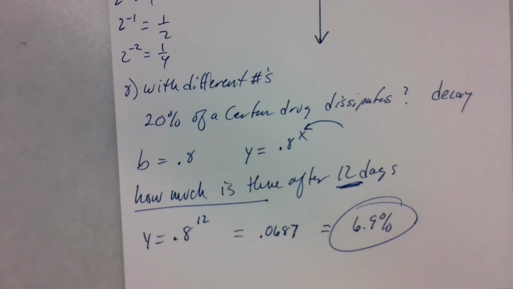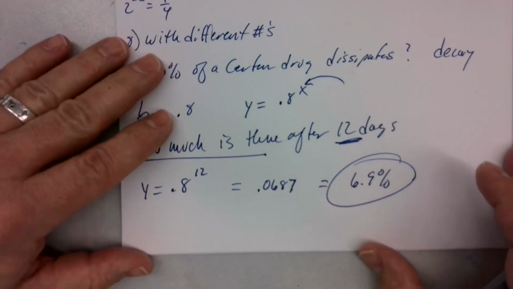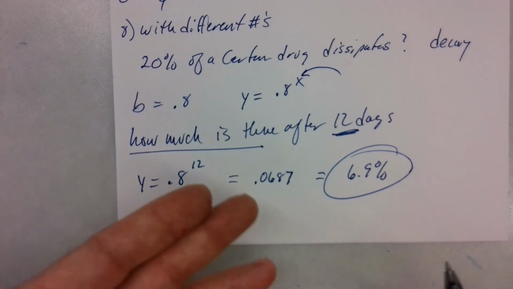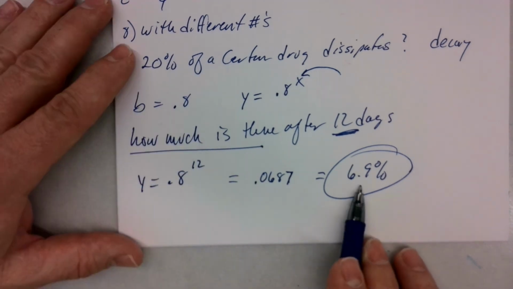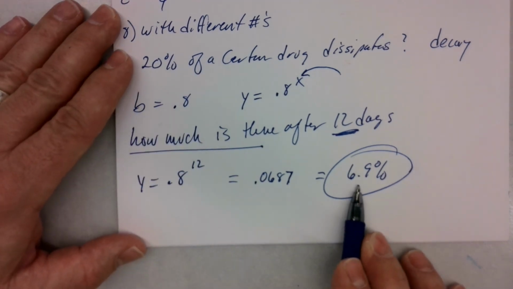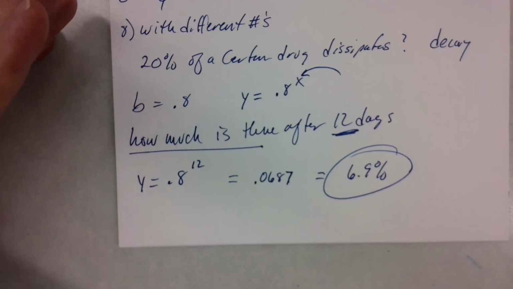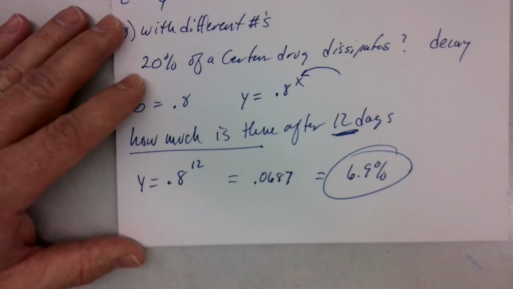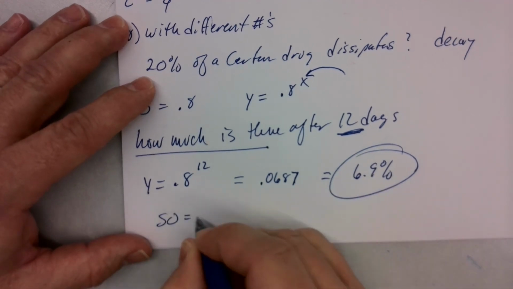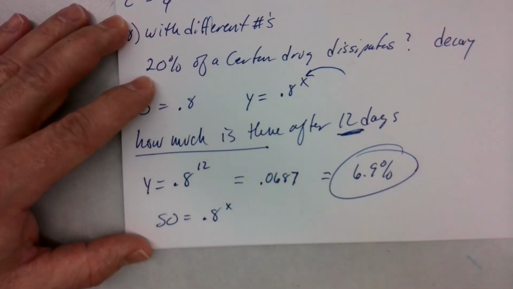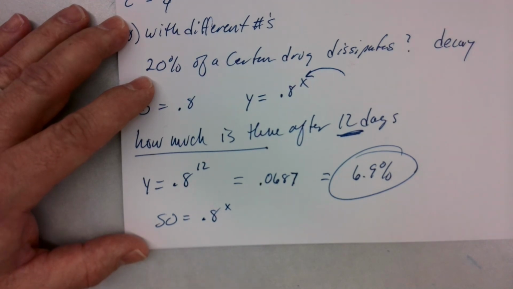Now the next part says, a second dose should not be taken if more than 50% of the original amount is in the system. When should the label say it is safe to redose? So I've got to figure out where this value is less than 50. Now, there's like 2 or 3 ways I could do this. What would be the easiest? So I would say 50 equals 0.8 to the x, and then solve for x.